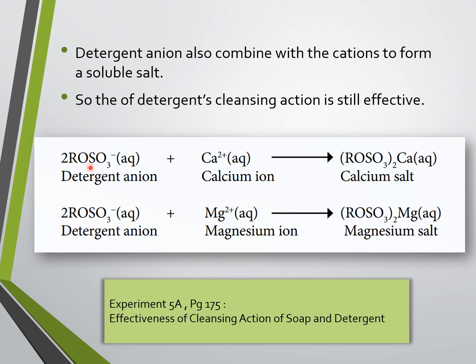Detergent anion, we have S here, S to show it is detergent, reacts with the calcium ion or magnesium ion. It will produce calcium salt and magnesium salt. Those salts are soluble salts. That's why in hard water, detergent can work very efficiently. So we have one experiment to prove this situation: effectiveness of cleansing action of soap and detergent. Do read, and we are going to do it next week.